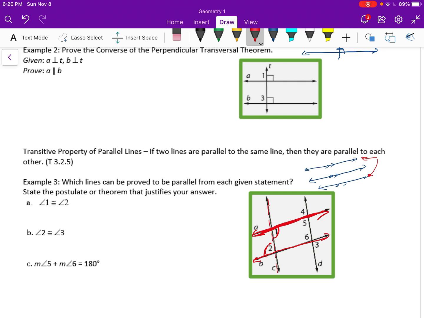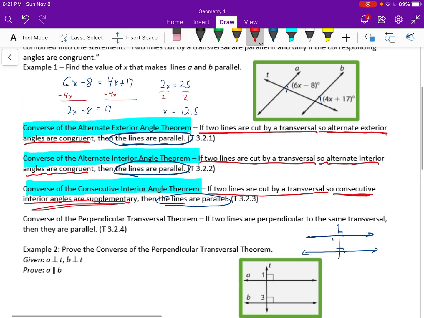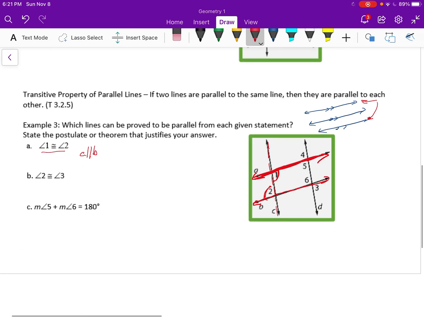If angle 1 and angle 2 were congruent, lines A and B would be parallel because those are alternate interior angles. So A would be parallel to B if angle 1 and angle 2 were congruent. And that would be, by this third one here, the converse of the alternate interior angle theorem. So, the alternate interior angle theorem converse. All right, I'm going to erase, get a clean slate here. Let's take a look at the next one.